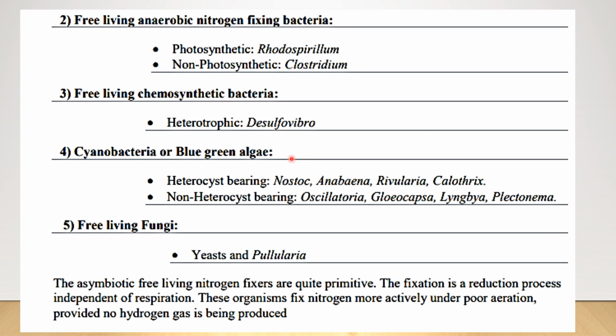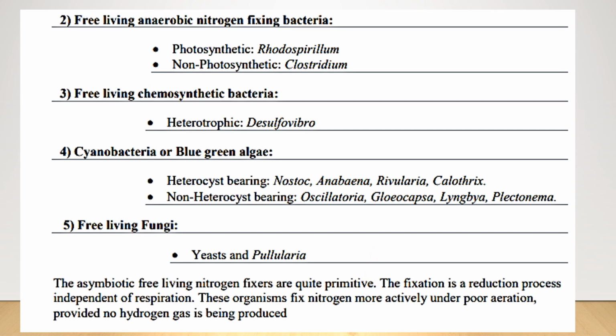And cyanobacteria, we'll be seeing one more topic as a continuation of this. There you'll be studying about the heterocyst bearing algae which do nitrogen fixation, that is photosynthetic nitrogen fixation. Heterocyst bearing ones are Nostoc, Anabaena, Rivularia, Calothrix, and non-heterocyst bearing ones are Oscillatoria, Gloeocapsa, Lyngbya, and Plectonema. In free living fungi, we say yeast and Pullularia. These free living ones are considered to be the primitive ones, and the reduction process in them is independent of respiration. So these organisms fix nitrogen more actively even under poor aeration. That means if less air is there, they do it very nicely, provided that no hydrogen gas is being produced.